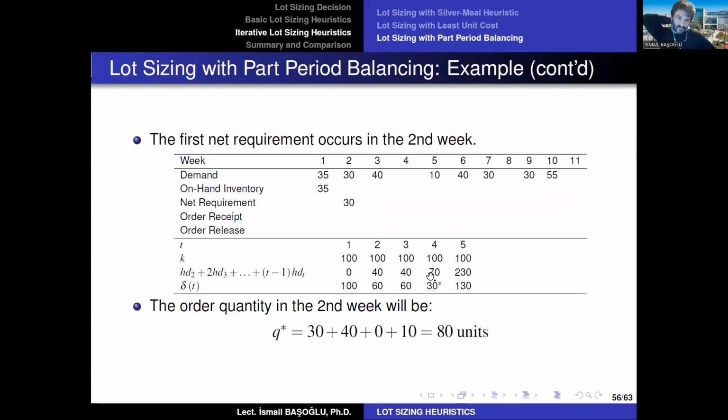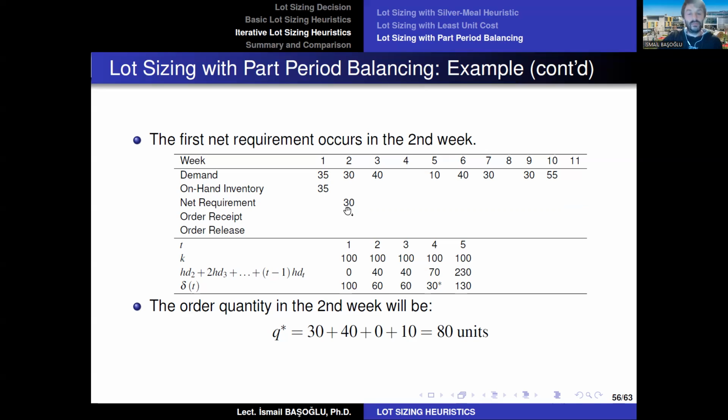Now, let's practice this for this problem. My first net requirement is observed in the second week, and at this point, I need to plan an order receipt, okay? Now, if my order is to span the demand of this week only, then I'm going to pay a fixed ordering cost, but no inventory carrying cost because nothing will be carried to the following period. So the absolute difference between my ordering cost component and carrying cost component will be 0.